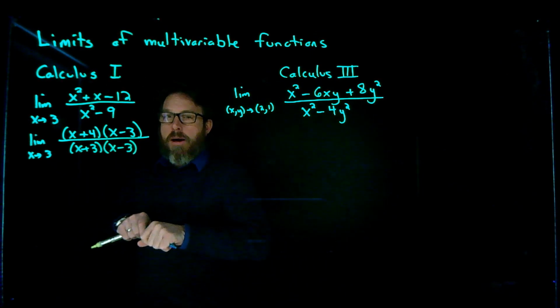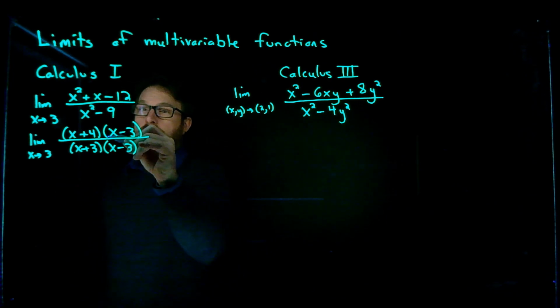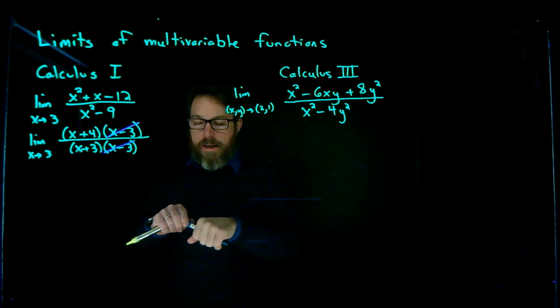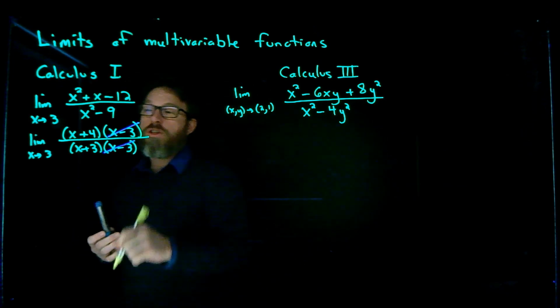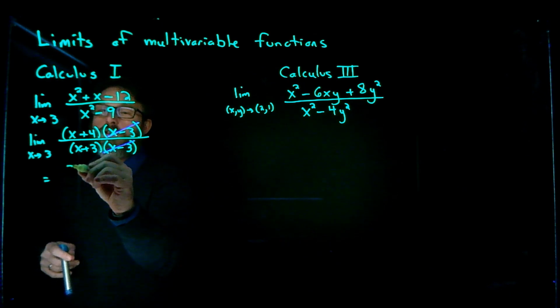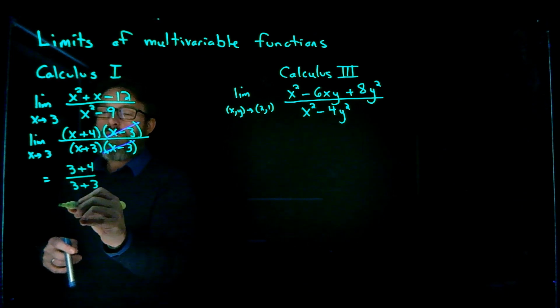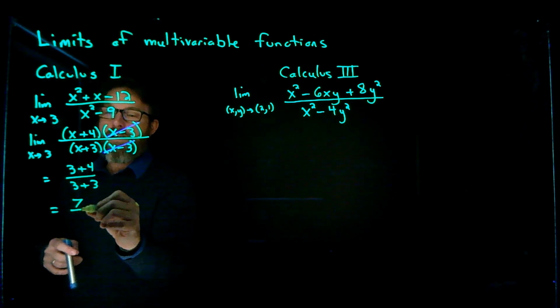Now they have that common factor of x minus 3, which is where this thing was undefined. So when you factor out that common factor, this new function is now defined at 3, which means we can now evaluate it at 3. So this would be equal to 3 plus 4, all over 3 plus 3. So we can see that this limit is going to be 7 over 6.